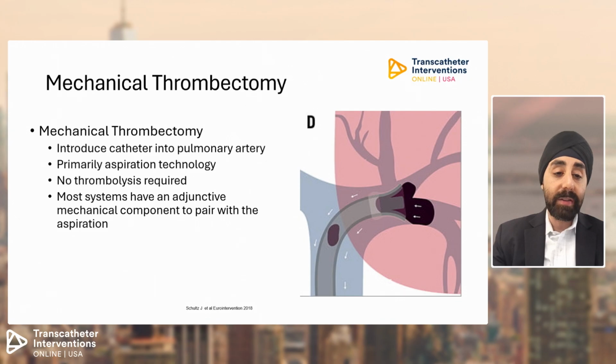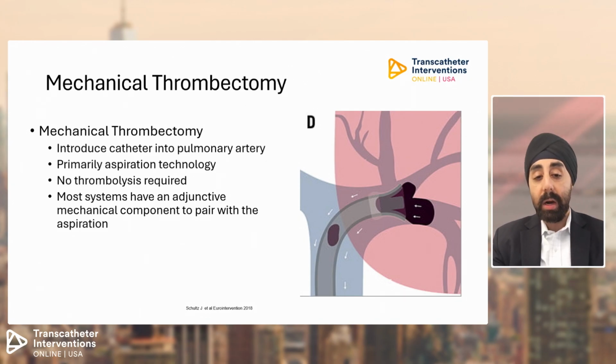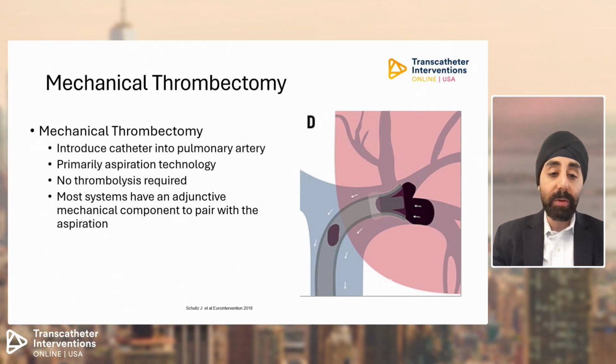There are many devices now on the market, but the fundamental premise is the same. You take a catheter that is somewhere between 16 French and 24 French, place it into the pulmonary arteries and aspirate. And no thrombolysis is required, although some adjunctive thrombolysis has been used in rare cases. Now, most systems have some sort of adjunctive mechanical component to pair with the aspiration, but quite frankly, those are less effective than the pure aspiration in the vast majority of patients.